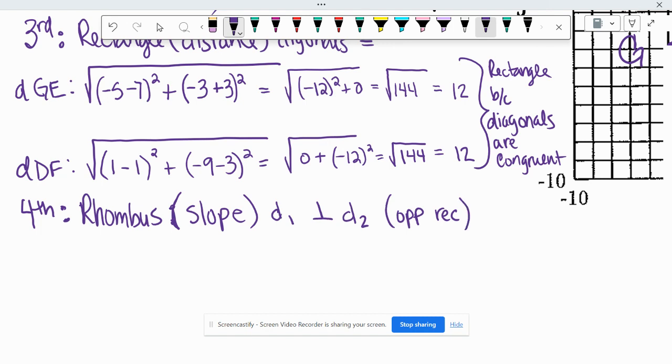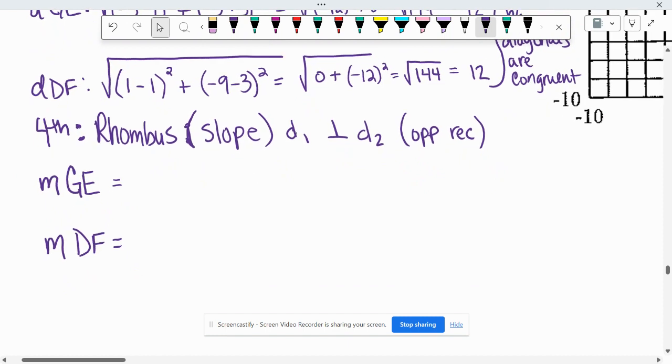Opposite reciprocal slopes. So I'm going to use little m, we have to find the slope of diagonal GE, and we have to find the slope of diagonal DF. All right, how are we doing? We doing okay? Tell me about slope. How do I find slope? What's the slope formula? Excellent job, Gerardo. Y2 minus Y1.